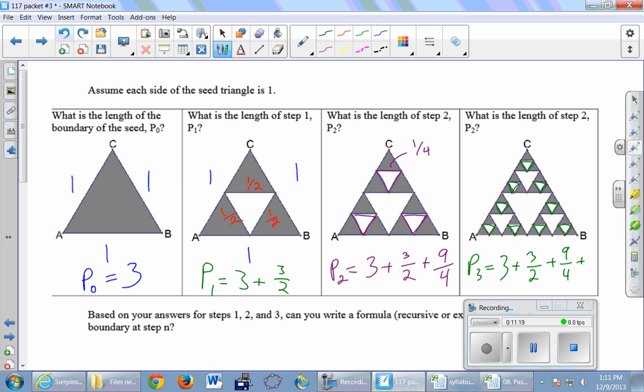And so the first question is, how long is each line segment? Each individual one? They're eighths. So it went from a half, to a quarter, to an eighth. Every time it's half what it was. And how many of those green line segments are there? There are 27 of them.